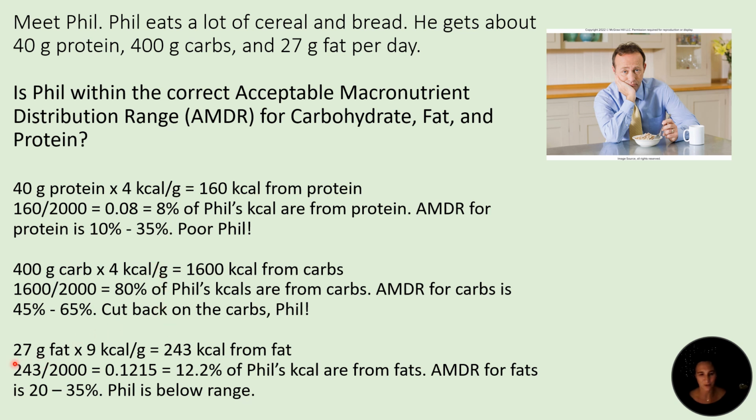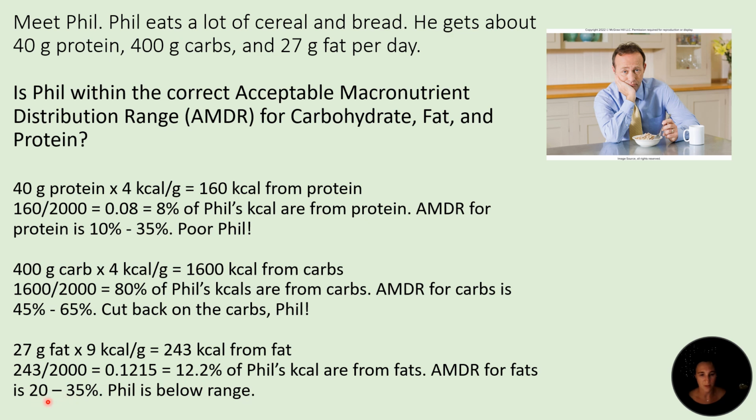Let's look at fat. I told you that Phil eats 27 grams of fat. We're going to do the same thing that we did for the other energy-yielding nutrients, except we multiply fat by 9 kilocalories per gram. We know that's what fat yields per gram. So Phil's getting 243 kilocalories from fat in his diet. We divide this by 2,000. We get 0.1215. We multiply that by 100, and we see that 12.2% of Phil's kilocalories are from fat.